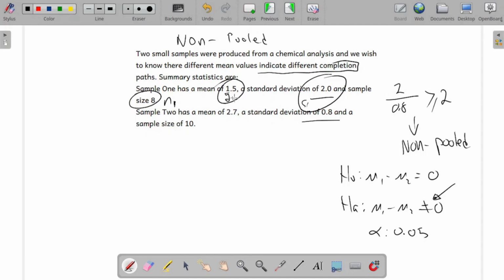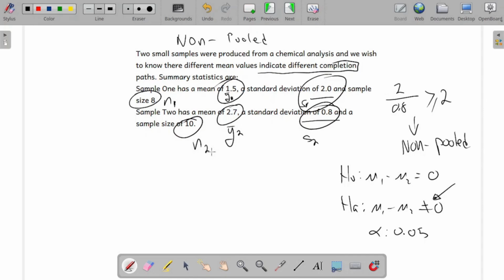Here we have a mean of 2.7. We'll call this y bar 2. The standard deviation here is S sub 2, 0.8, and this sample size is 10.